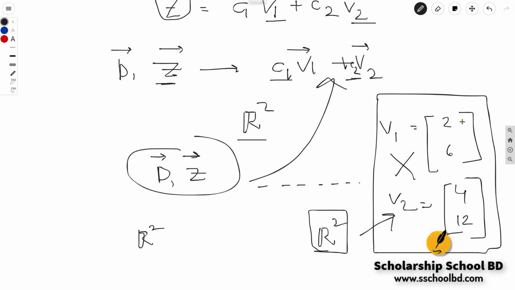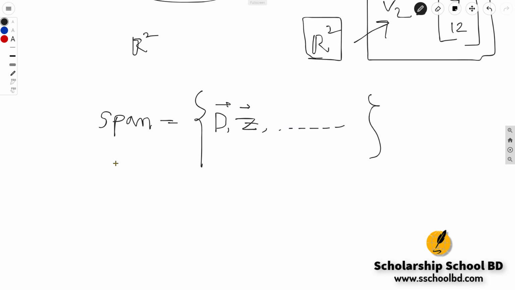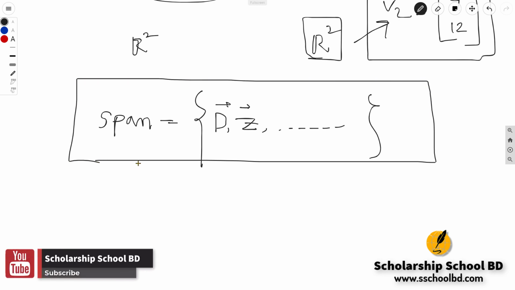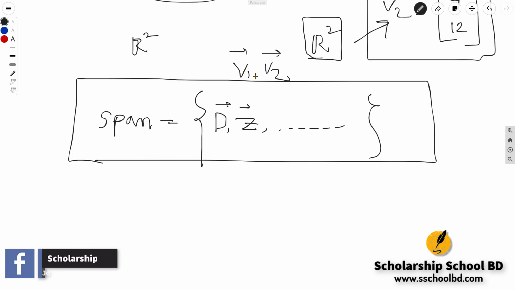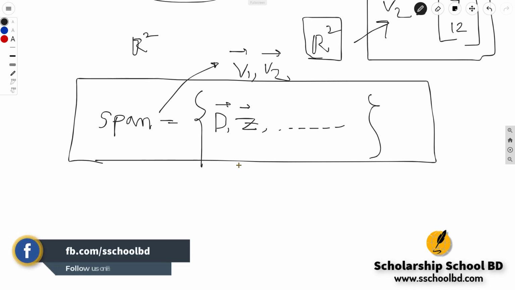So coming back to the definition of a span, we just figured out that d and z are both linear combinations of v1 and v2. From that, we can construct a set, let's denote it as a span, which includes all the vectors that can be written as a linear combination of v1 and v2. This set of all vectors that can be expressed as a linear combination of any two given vectors v1 and v2 is called the span of v1 and v2. So span is the set of all the vectors that can be expressed as a linear combination of the given vectors.